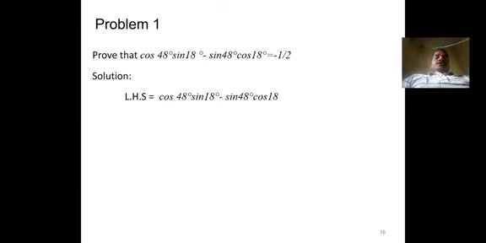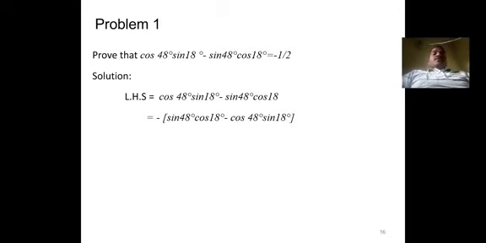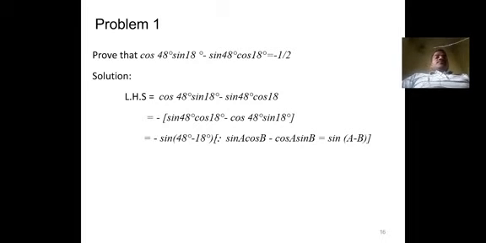So it is better to take minus common, then it will become minus of sine of 48 degrees cos of 18 minus cos of 48 degrees sine 18. Now it is in the form of sine A cos B minus cos A sine B. Therefore, minus of the sine of A minus B formula, where A is 48, B is 18 degrees. So sine of 48 minus 18, that is sine 30, with the minus. Sine 30 value is 1 by 2. Therefore, minus 1 by 2 is the required answer. This is the RHS.